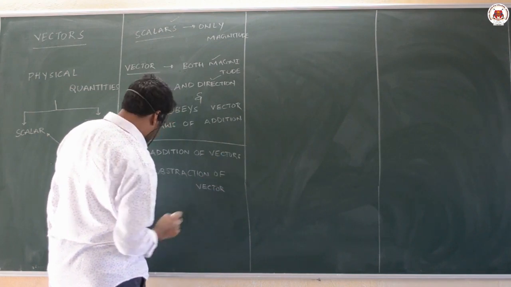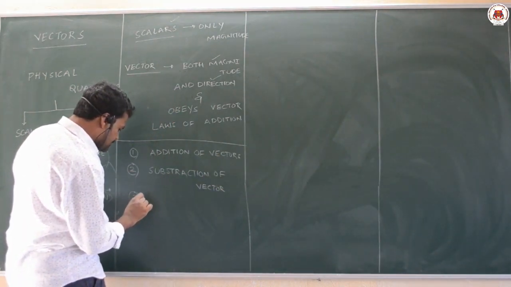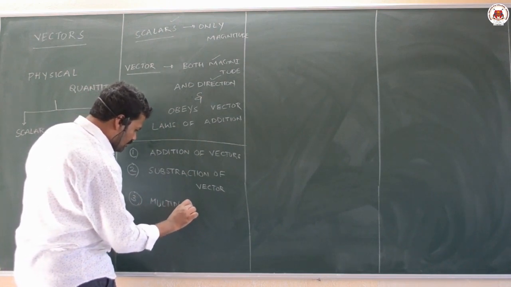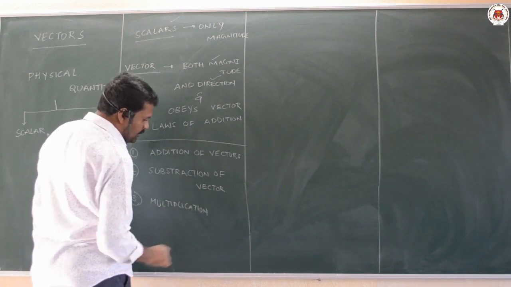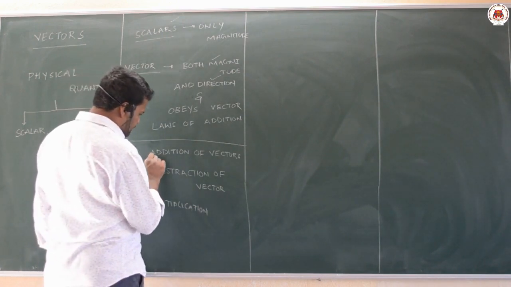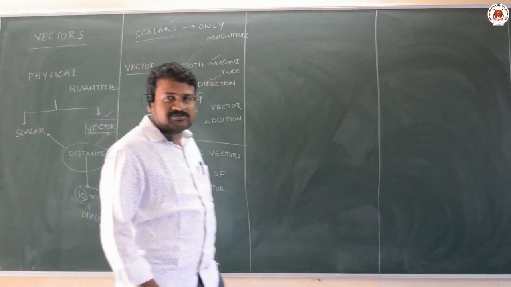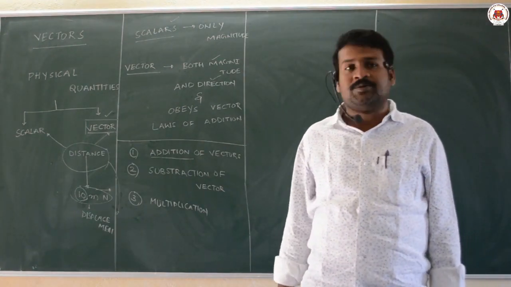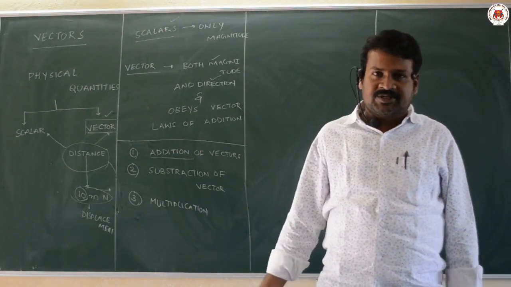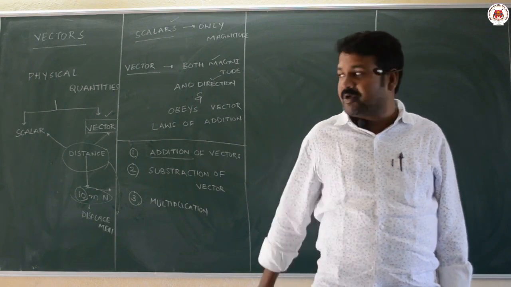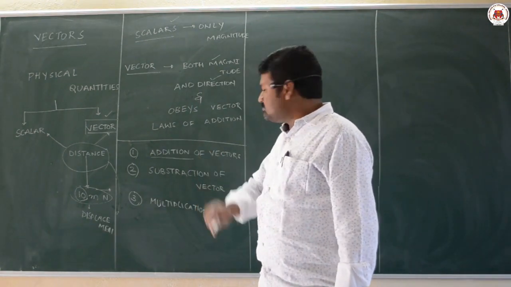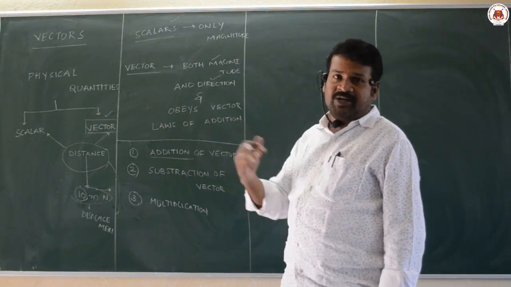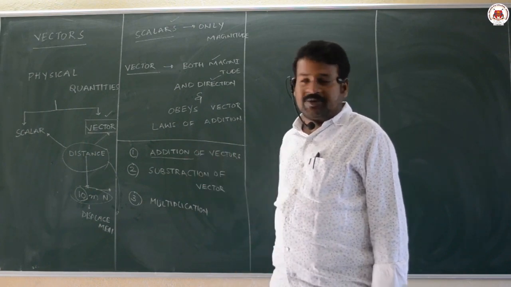Next we will study multiplication of vectors. You can get a doubt. Addition we already know from 10th class, from our childhood onwards we are adding. 2 plus 3 is equal to 5. Subtraction also we know, 3 minus 2 is equal to 1. Then why are we learning it specially in case of vectors? Vector addition is different from the normal addition we do in mathematics.